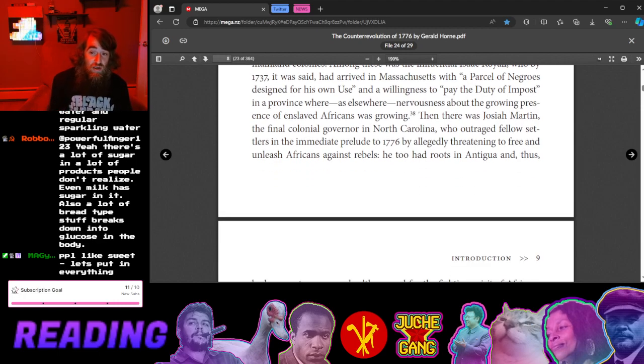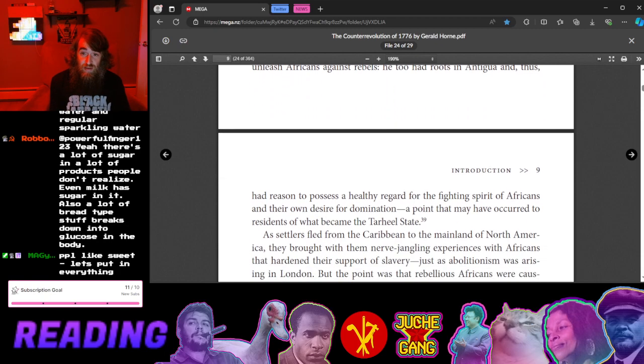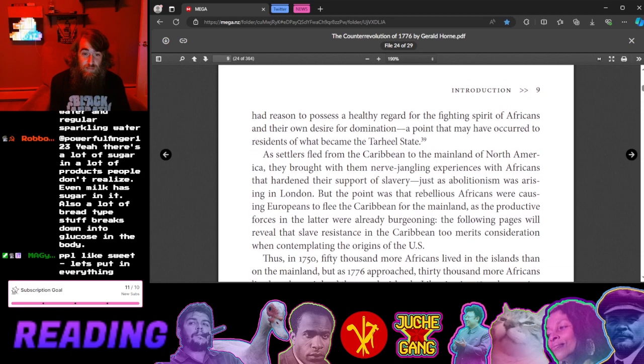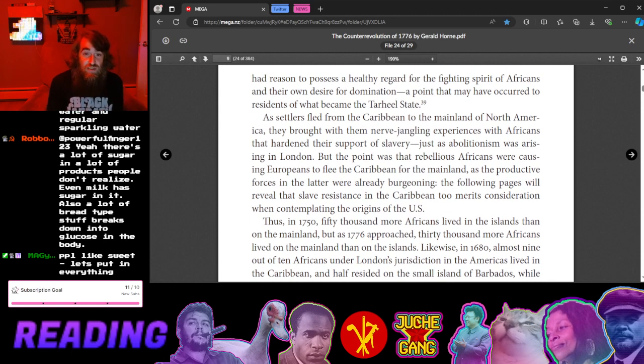Then there was Josiah Martin, the first colonial governor of North Carolina, who outraged fellow settlers in the immediate prelude to 1776 by allegedly threatening to free and unleash Africans against rebels. He too had roots in Antigua, and thus had reason to possess a healthy regard for the fighting spirit of Africans and their own desire for domination, a point that may have occurred to residents of what became the Tar Heel state.